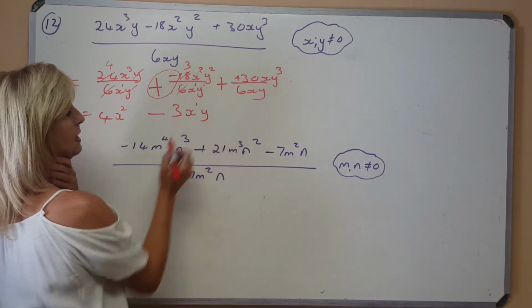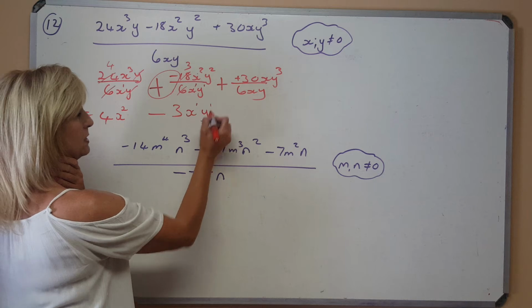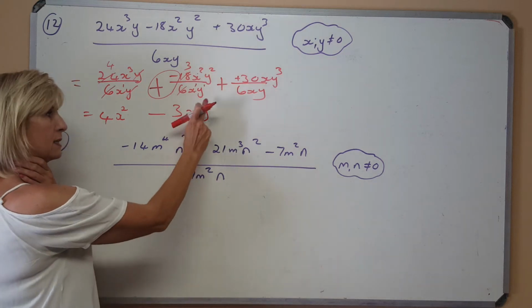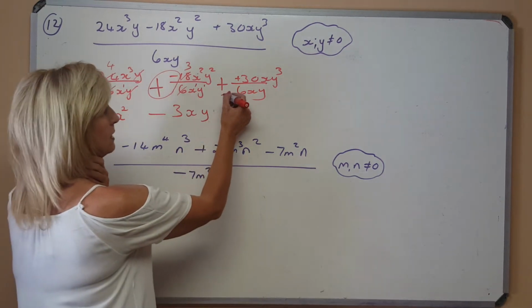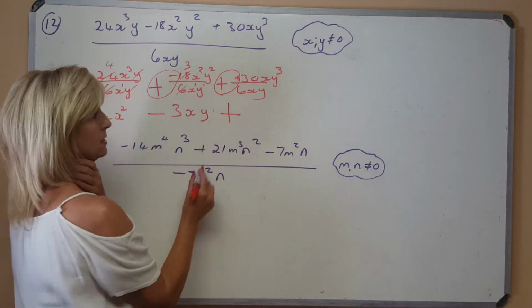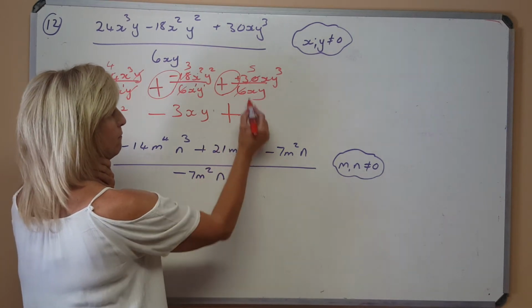Subtract the exponents, keep the y, 2 minus 1 is 1. So jy hoef nie die ene te skryf nie. Hierso sit ek weer met 'n plus. En 6 gaan in 30 in 5 keer.